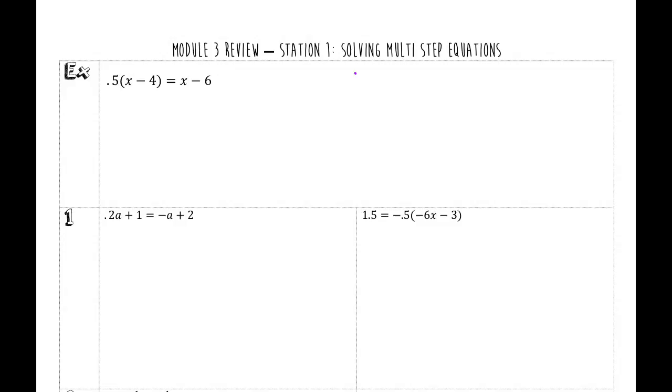So in this station we're just going to briefly review solving multi-step equations and what that looks like. For the most part I believe that we all do pretty well at this, but just in case you forgot, we always want to see if we can first distribute if we need to.